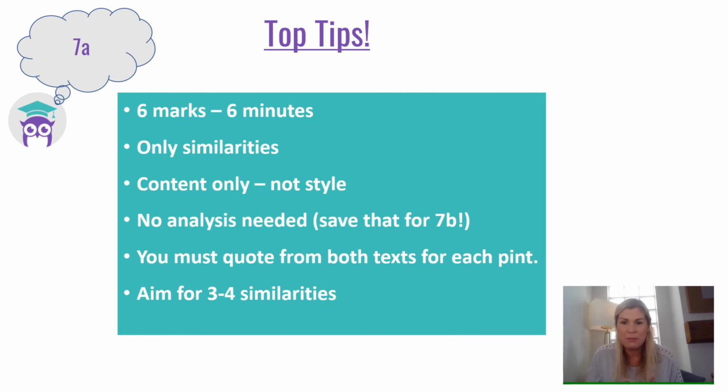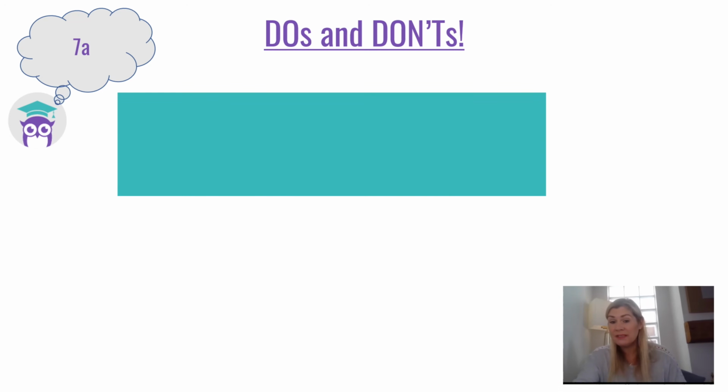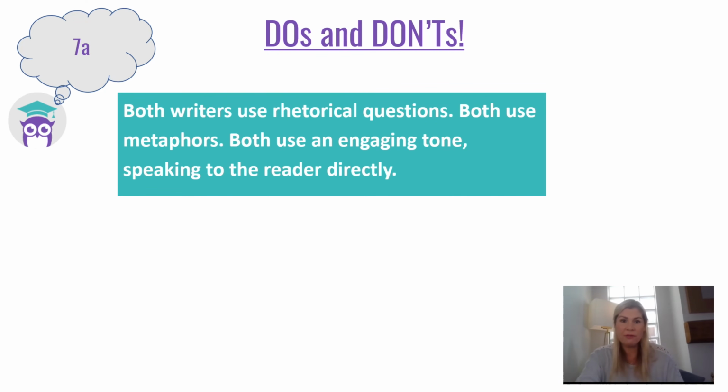You're not writing PEA paragraphs here. So it is literally, both of them feel this, quote, quote. They also think this, quote, quote. They also say that, quote, quote. Done. Try for 4, just in case, whilst keeping your eye on the time. So here is something that I see quite regularly. Both writers use rhetorical questions, both use metaphors, both use an engaging tone, speaking to the reader directly. That's all true, but it's going to get you 0 marks.